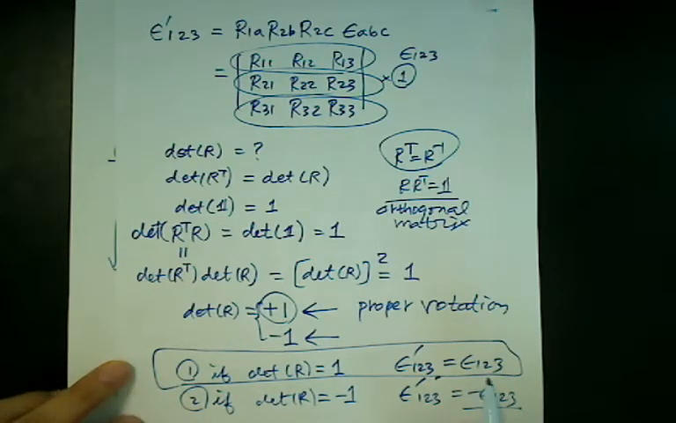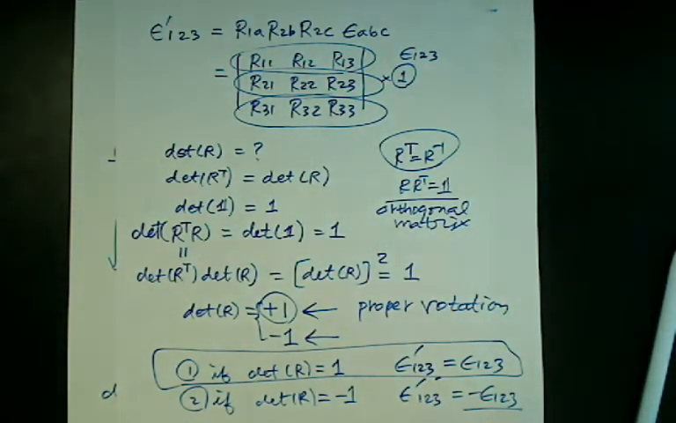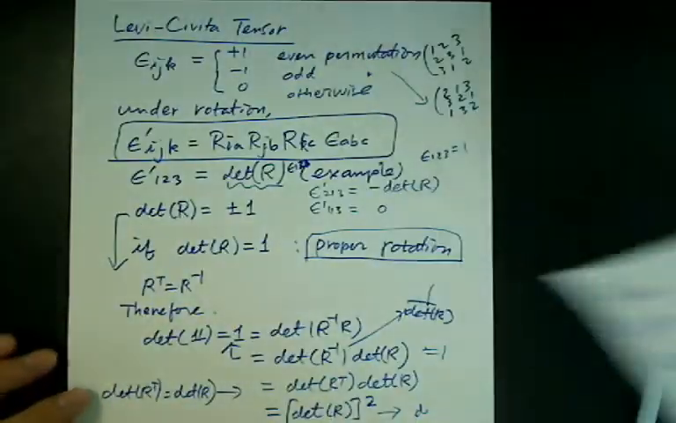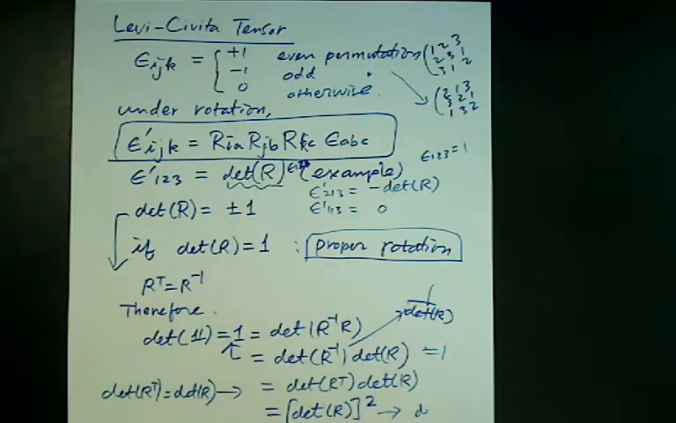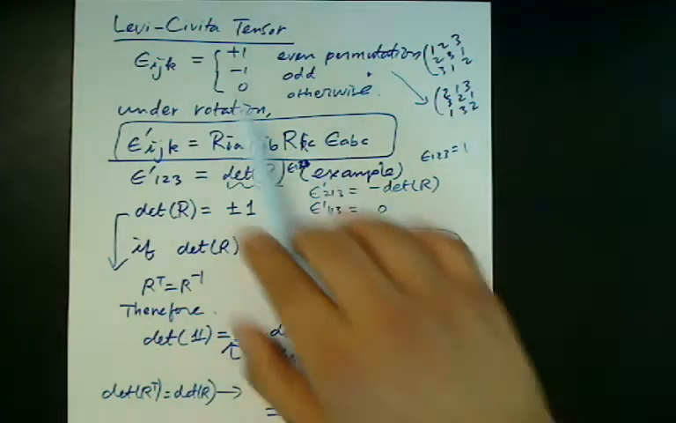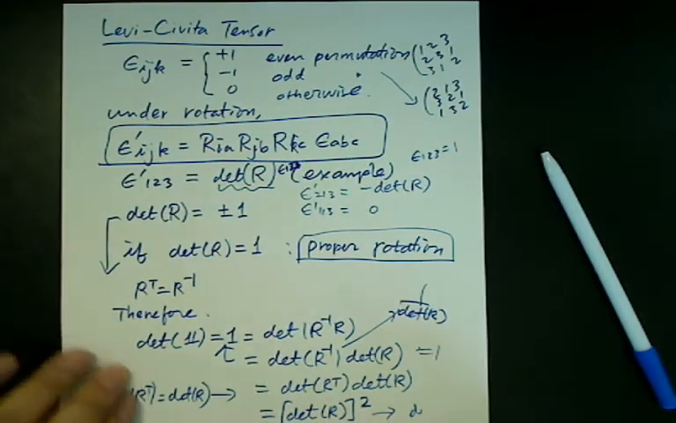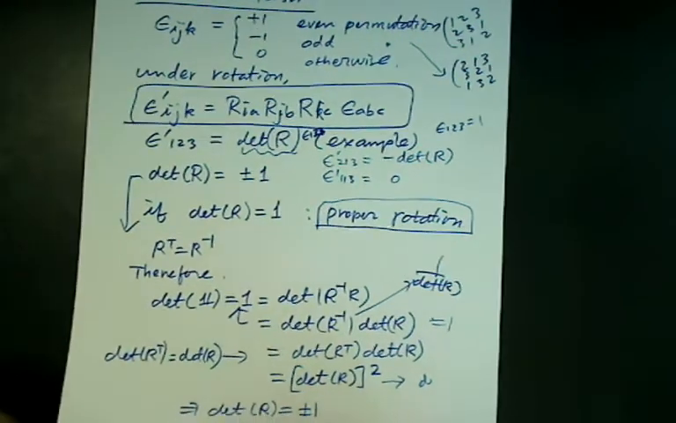And after that, we can make a permutation to find out the 6 other contributions, and the 6 other contributions have the same relative sign. So everything is proved. So as far as the proper rotation is concerned, epsilon ijk is invariant under rotation. And if the determinant of R is minus 1, it is not invariant, but it is just the opposite sign.